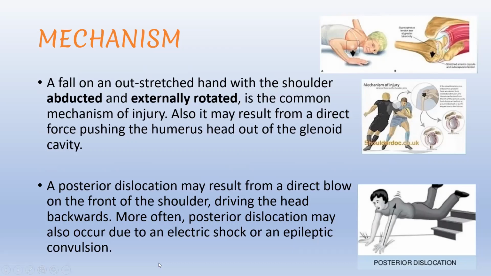Posterior dislocation may result from a direct blow on the front of the shoulder, driving the head backwards. More often, posterior dislocation may also occur due to electric shock or epileptic convulsion. In the third photo, this man has fallen anteriorly with his outstretched hand. This leads to the head of humerus going posterior to the glenoid cavity.